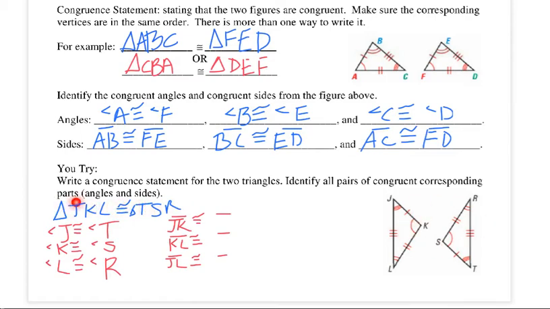So next, JK. The side JK is congruent to side TS. And then KL is congruent to SR. And then JL is congruent to TR.